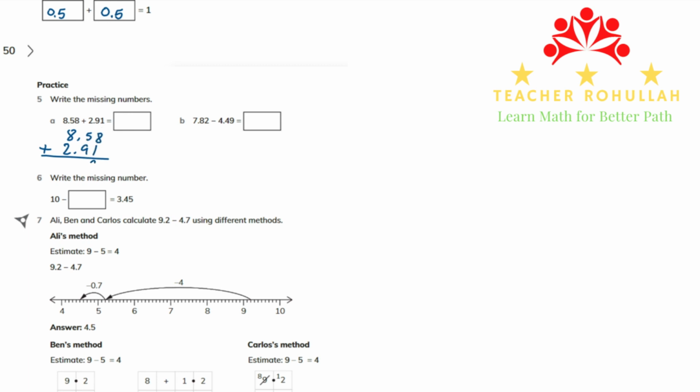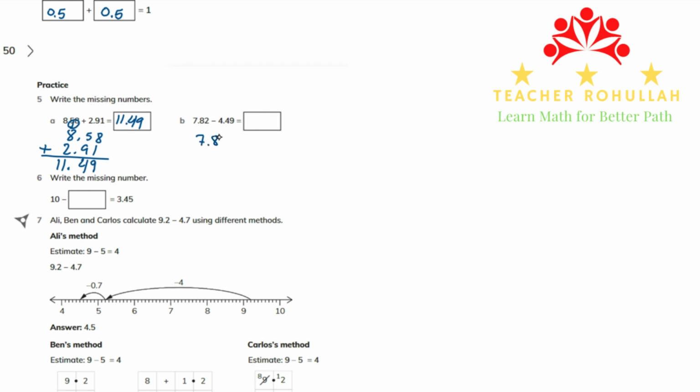8 plus 1 is 9. 9 plus 5 is 14. 1 we carry above the ones place. 8 plus 2 is 10, and 10 plus 1 is 11. 11.49. So the answer is 11.49. In part B, we have 7.82 minus 4.49. Let me write this one also in column form.